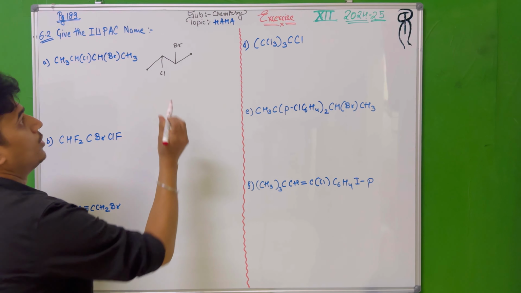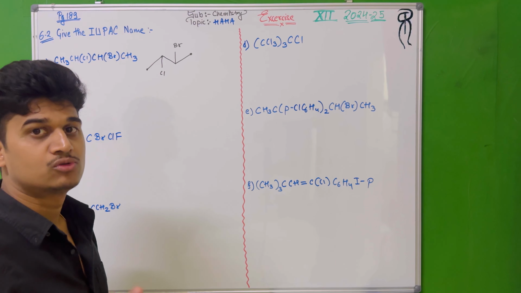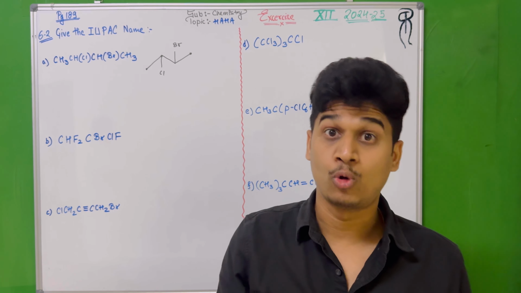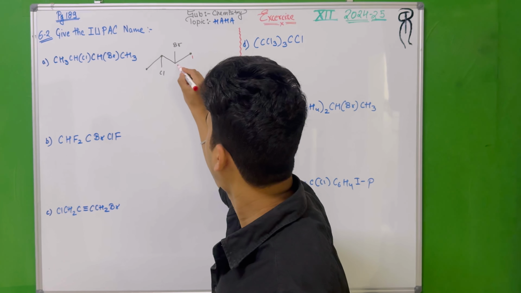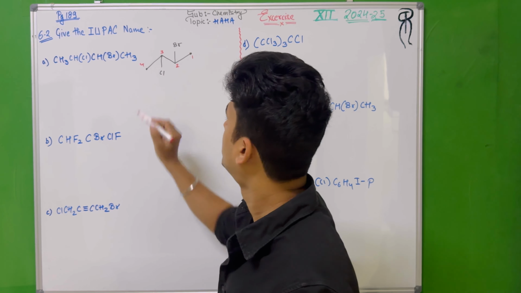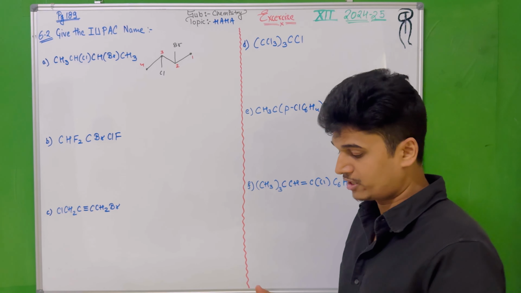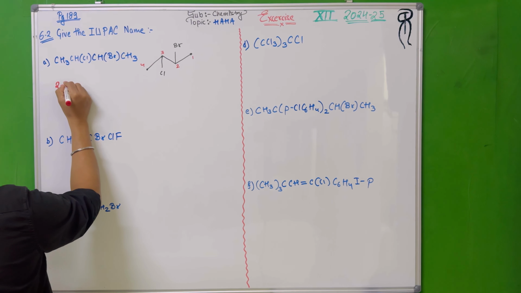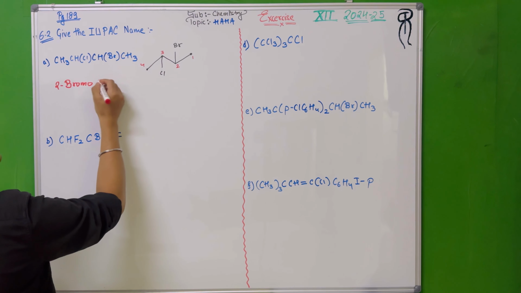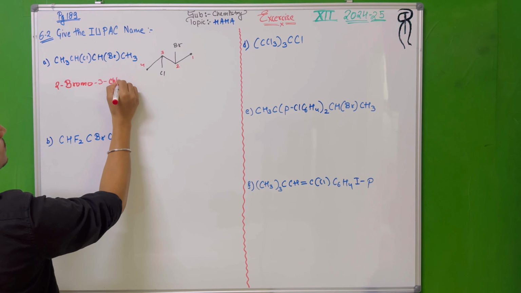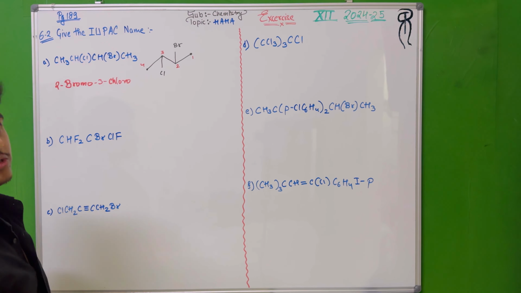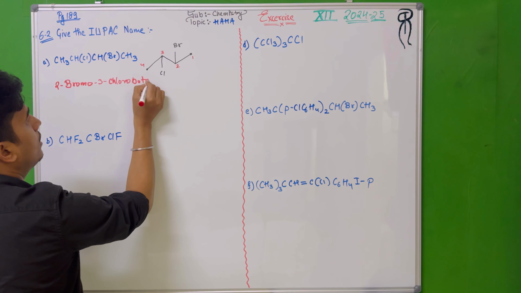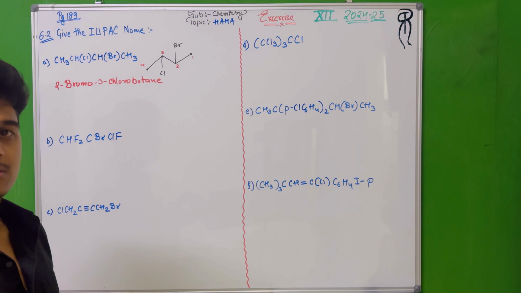We have two substituents, bromine and chlorine. So bromo is B, chloro is C. Which comes first in the alphabet? Bromine. So we give preference to bromine and start our numbering from here. So what is the numbering now? 1, 2, 3, 4. At the second position we have bromo, so our name will be 2-bromo. Then we have 3-chloro. Now all our substituents are over. Let's do the parent chain: butane, all single bonds. So this is our first name. I hope it is very simple.